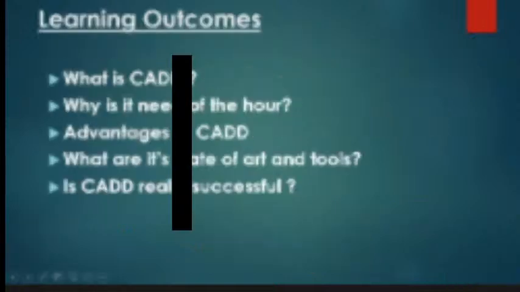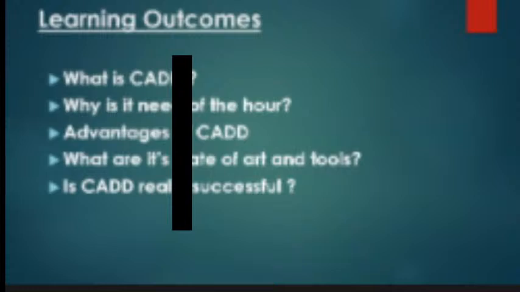The takeaway from this webinar should be the understanding of computer-aided drug designing. What is computer-aided drug designing? The audience should get the understanding about this, and why CAD is the need of the hour. Apart from that, what are the advantages of CAD?